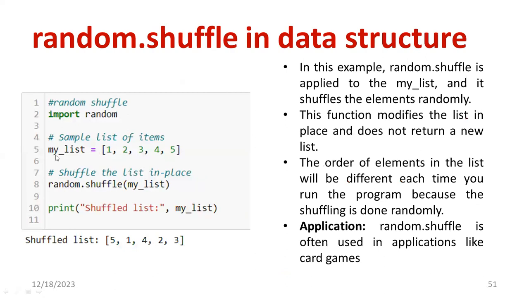Another example: we have a list 1, 2, 3, 4, 5. If I apply random.shuffle, what will happen? Obviously, the sequence gets changed. 1, 2, 3, 4, 5 is in order, but if I apply shuffle, the shuffled list is 5, 1, 4, 2, 3. So the sequence has been changed.